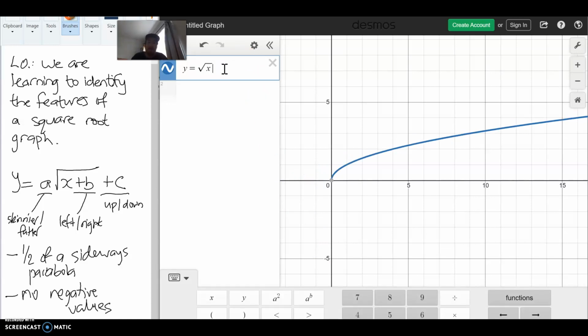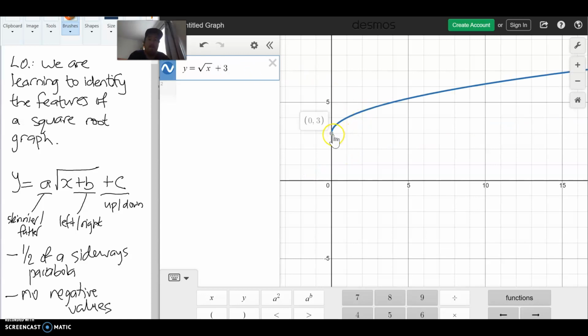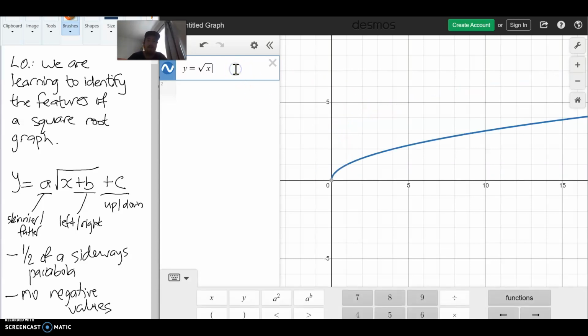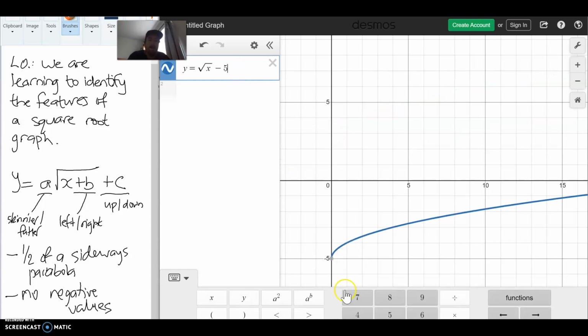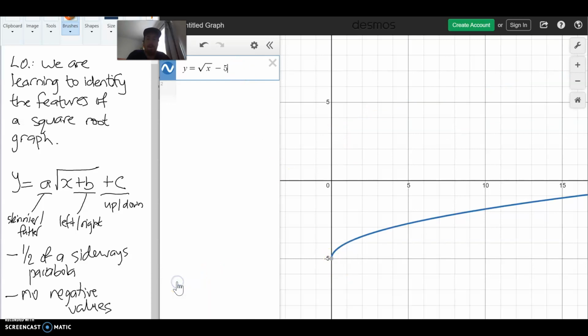We should be able to move it up and down as well. So let's go add 3. So there we go, it's moved up to 3. And let's do minus 5. And we can see that it shifted all the way down to minus 5 as well.